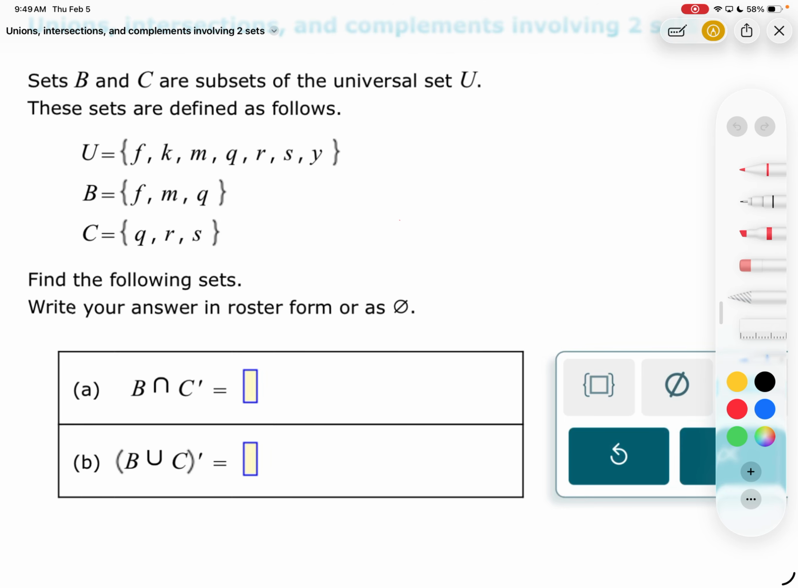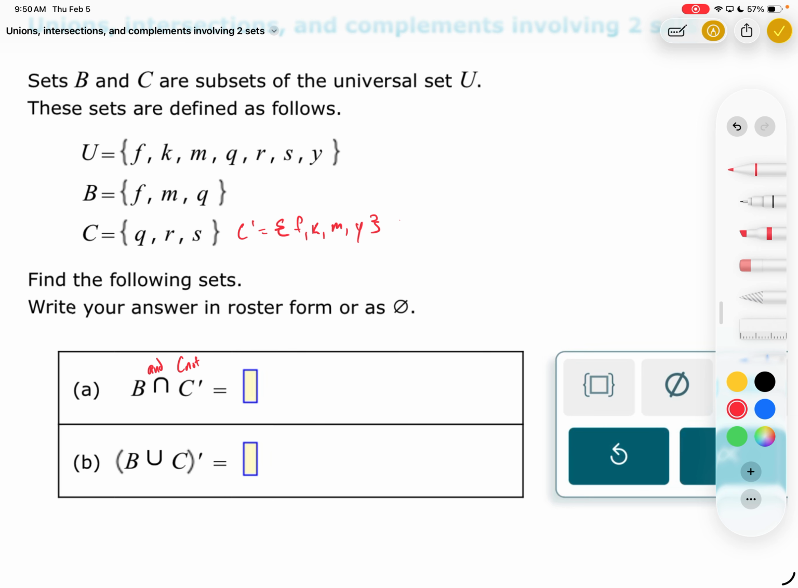So on this one, it says B intersect C naught. On these problems that are longer like this or have multiple steps, you've got the complement and the and. Take it step by step. I'm going to figure out what C naught is before I even start worrying about that and. So my C is QRS, so C naught would be FKMY.